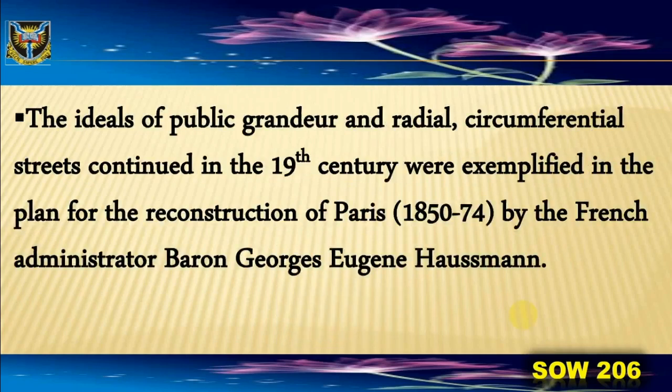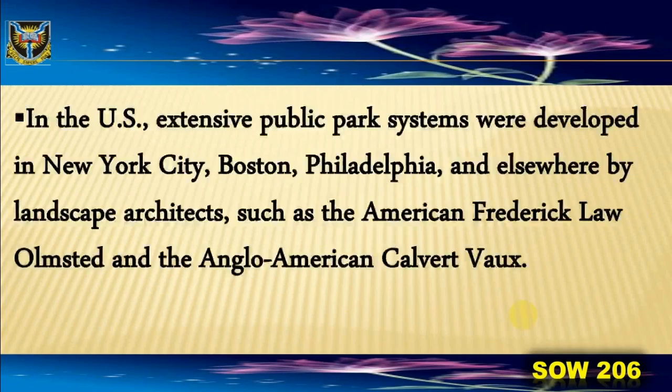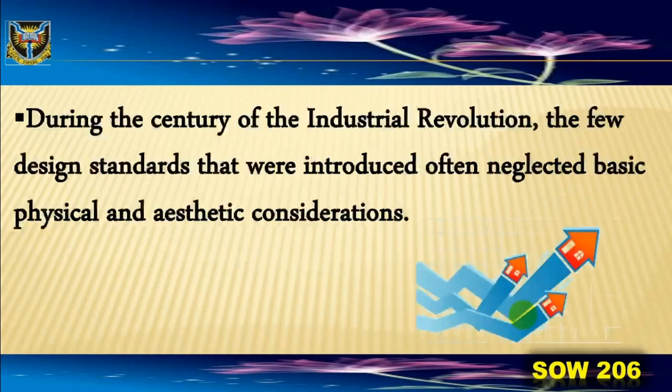The ideals of public grandeur and radial circumferential streets continued in the 19th century, as exemplified in the Plan for the Reconstruction of Paris, 1850 to 1874, by the French administrator Baron Georges Eugene Haussmann. In the US, extensive public park systems were developed in New York City, Boston, Philadelphia, and elsewhere by landscape architects such as the American Frederick Law Olmsted and the Anglo-American Calvert Vaux.